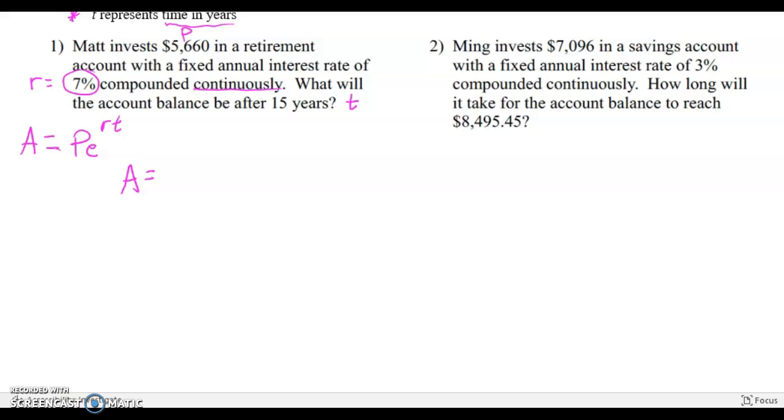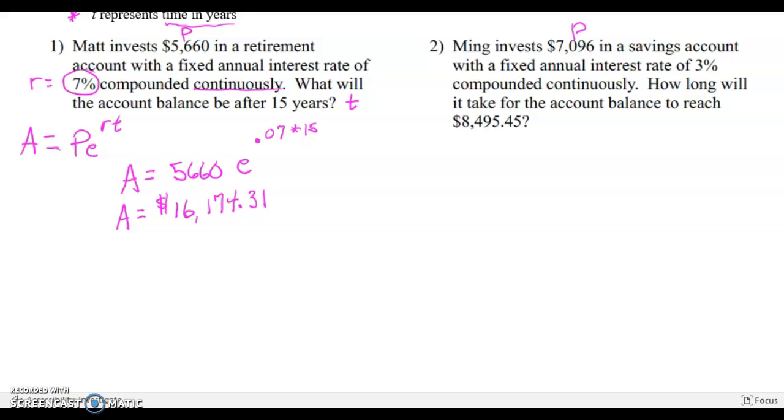So we're finding A. P is 5,660 times e to the rt power. So the interest rate is 7%. 7% as a decimal is 0.07 times t. t is 15 years. I'm going to break to do this in the calculator. Be back. And I get $16,174.31.